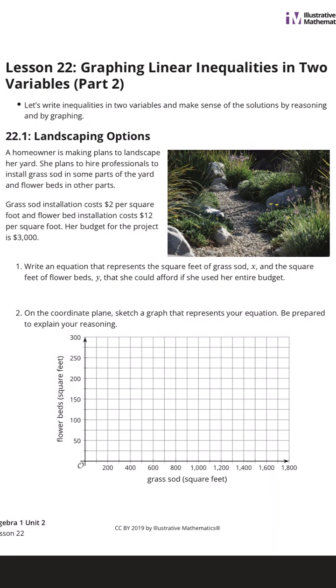So before we can graph it, we need to write an equation. They tell us to use x as the variable for grass sod and y as the variable for flower beds. So when we're writing our equation, we're going to start with that total amount. And in this case, that total amount is her budget of $3,000. We know grass is $2 per square foot, so that would be 2x. And we know flowers are $12 per square foot, so that would be 12y. So we have our equation. We can graph that on the grid down below.